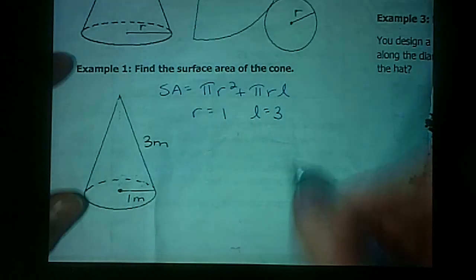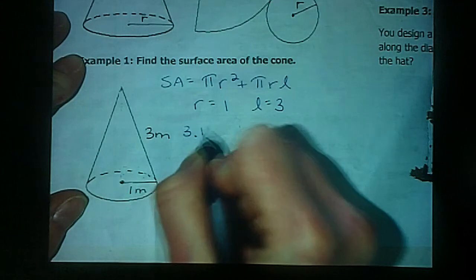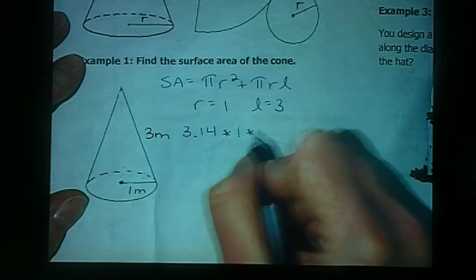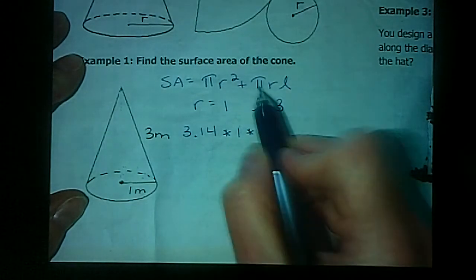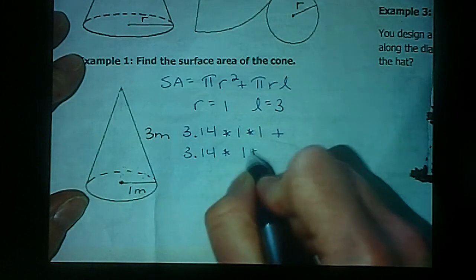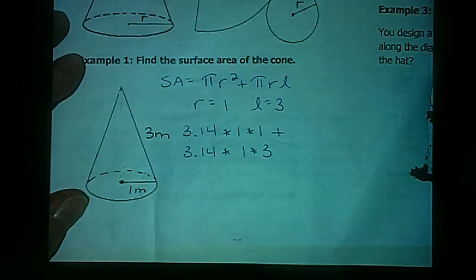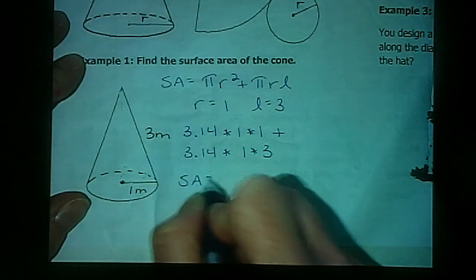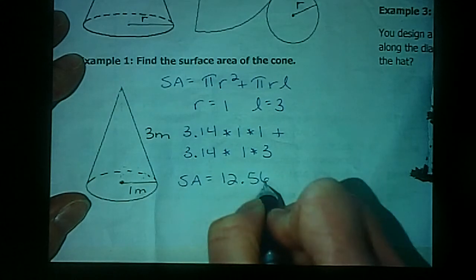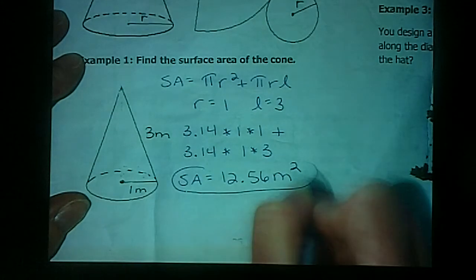Now, show me what you're going to type into your calculator. We're going to use 3.14 for pi like normal. So 3.14, we're supposed to multiply that by the radius twice, so times 1 times 1. To that, we're supposed to add pi again and multiply that by the radius and the slant height. So type it in. Do you have it? All right, the surface area, if you did it right, should equal 12.56. The unit is meters, and we're still measuring area. It is still squared. Don't forget that little 2.